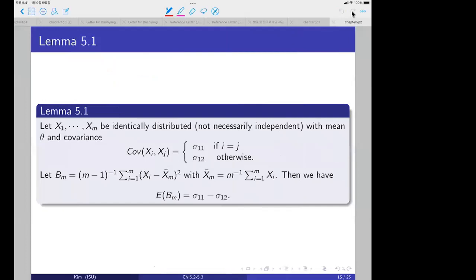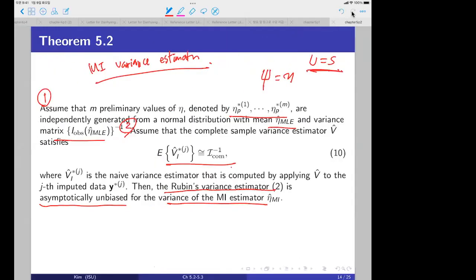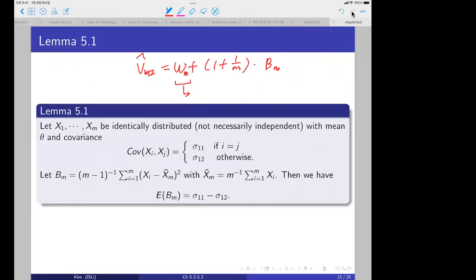Lemma 5.1 is about the B term. If you remember, we had MI is W plus 1 over M times B_M. We know that this, under assumption 10, should converge to the variance of eta hat n.